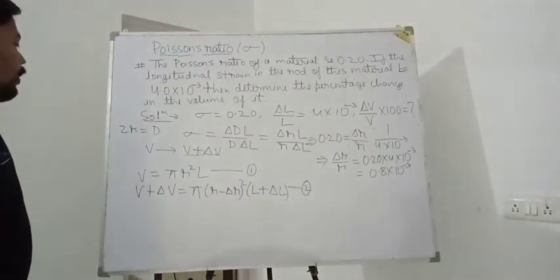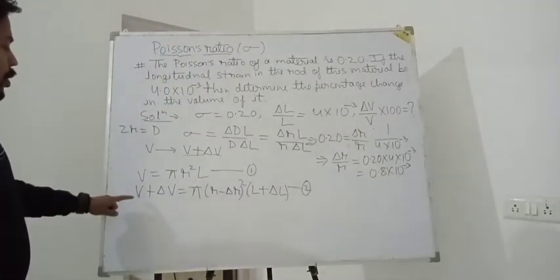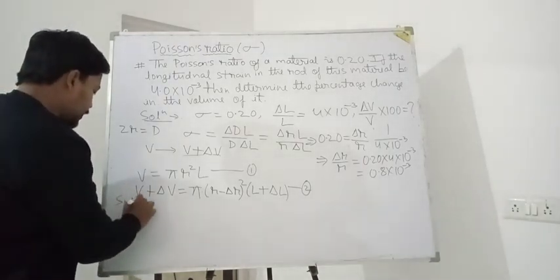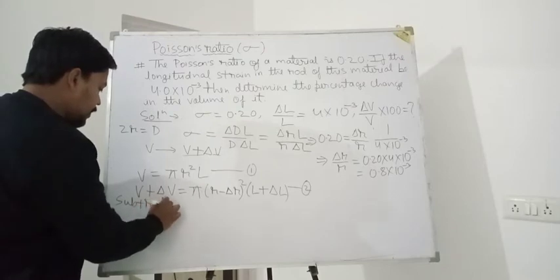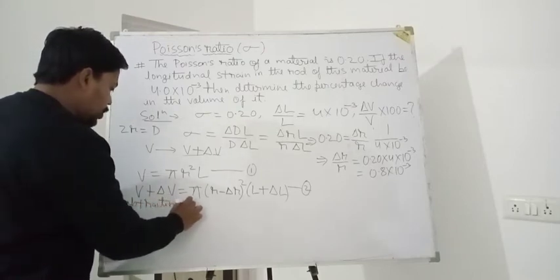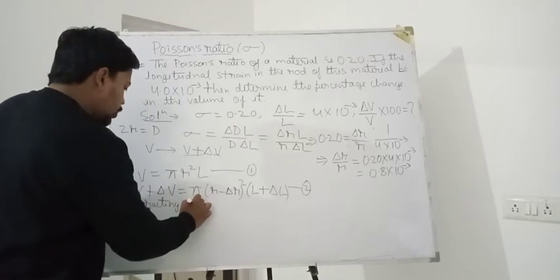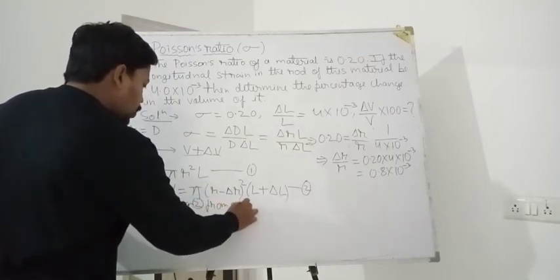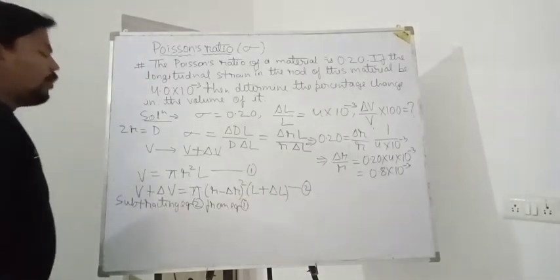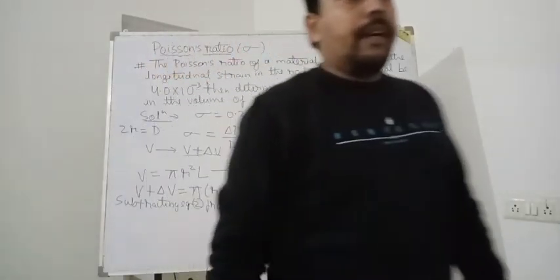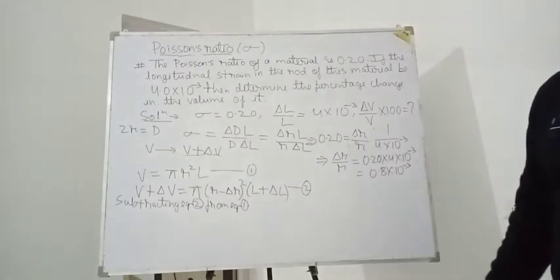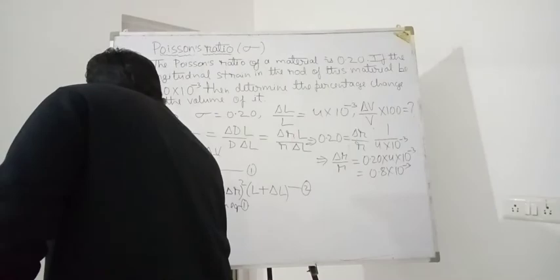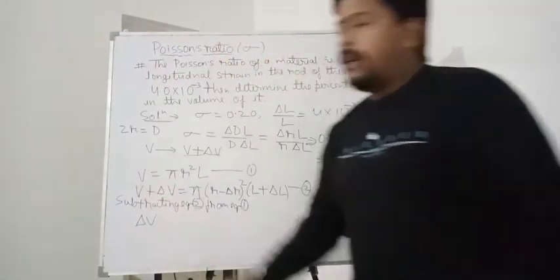Now what do we do? We subtract equation number 2 from equation number 1. So we will be getting the value of delta V. After subtracting, the V and V will cancel out.